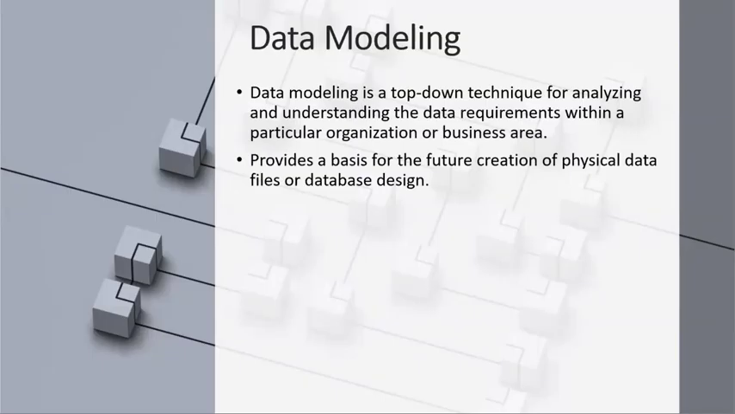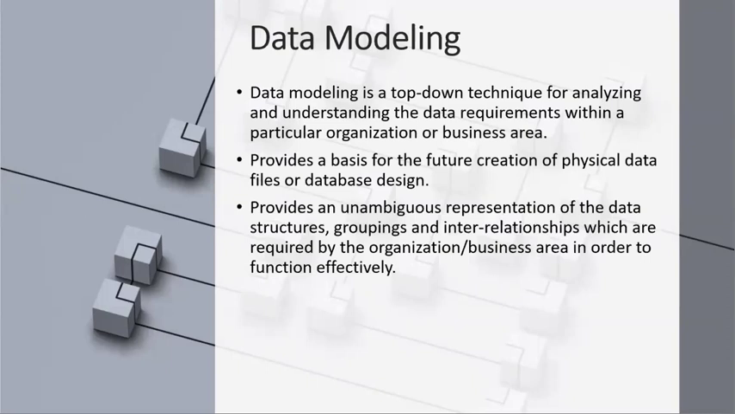So, data modeling provides the foundation for later database design. It gives us an unambiguous representation of data structures, how they are grouped, and how they relate to each other. Now, this is again key because ambiguity creates errors. If you're unclear about what a registration is, or whether a payment belongs to a student or a course, that confusion will appear later in your database design.